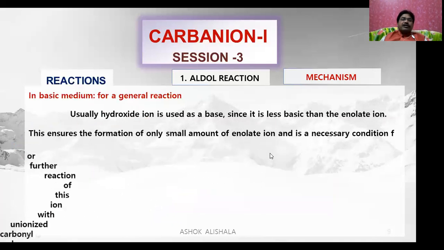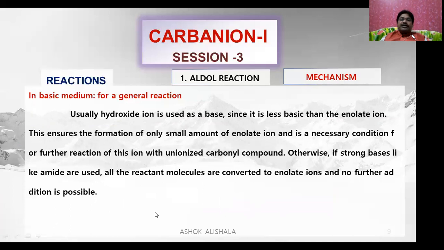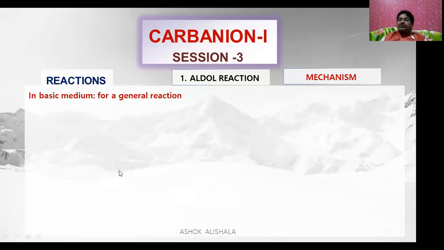Now see this, for a general reaction usually hydroxide ion is used as a base. Then what is the reason? It is less basic than the enolate ion. So this ensures the formation of only a small amount of enolate ion, which is a necessary condition for further reaction of this ion with unionized carbonyl compound. Otherwise, if strong bases like amides are used, all the reactant molecules are converted to enolate ions and no further addition is possible. That's why we use only the hydroxide ion as a base in this reaction.